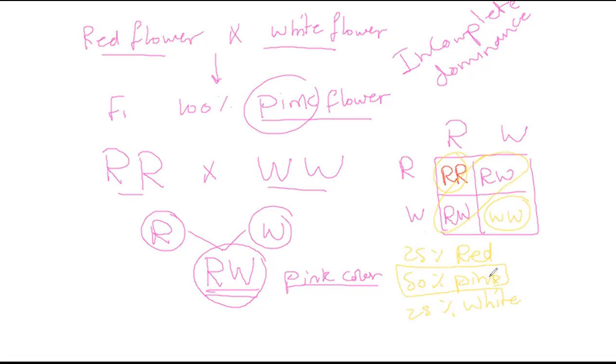Incomplete dominance is found only in certain traits in some organisms. Not all organisms could represent this kind of inheritance. As we said, that just happens in snapdragon flowers or four o'clock flowers, some kinds of plants that exhibit this kind of inheritance.